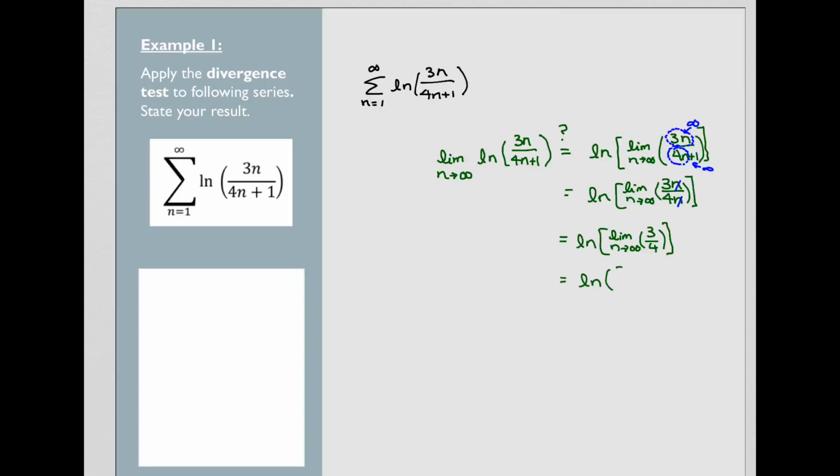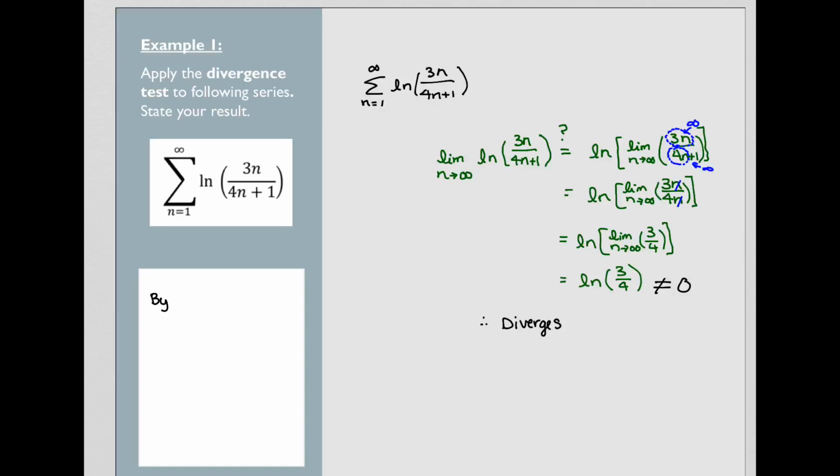So it looks to me like the limit as n goes to infinity of the natural log of 3n over 4n plus 1 is just the natural log of 3/4. Now, how does that help us? Well, that's where the divergence test comes in, right? Because this is not 0. The nth term divergence test tells us that this series automatically diverges. Automatically. So let's state our conclusion.